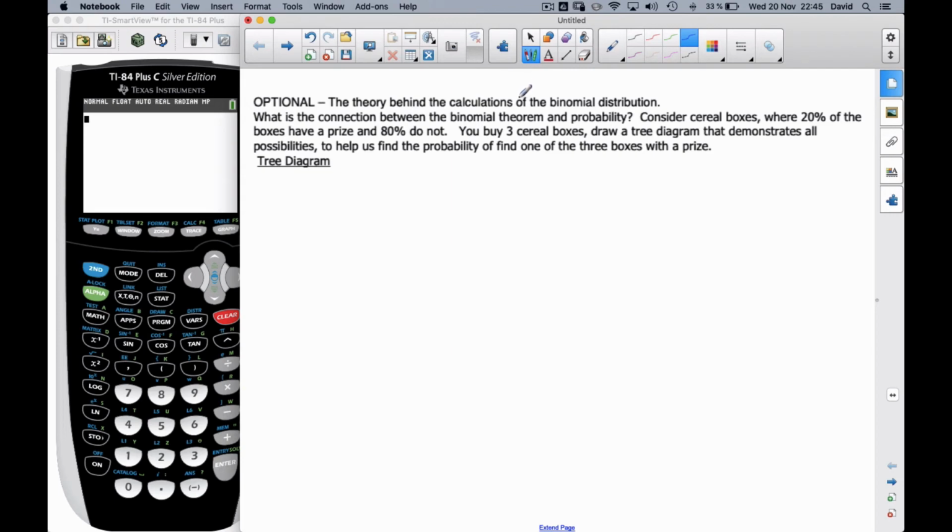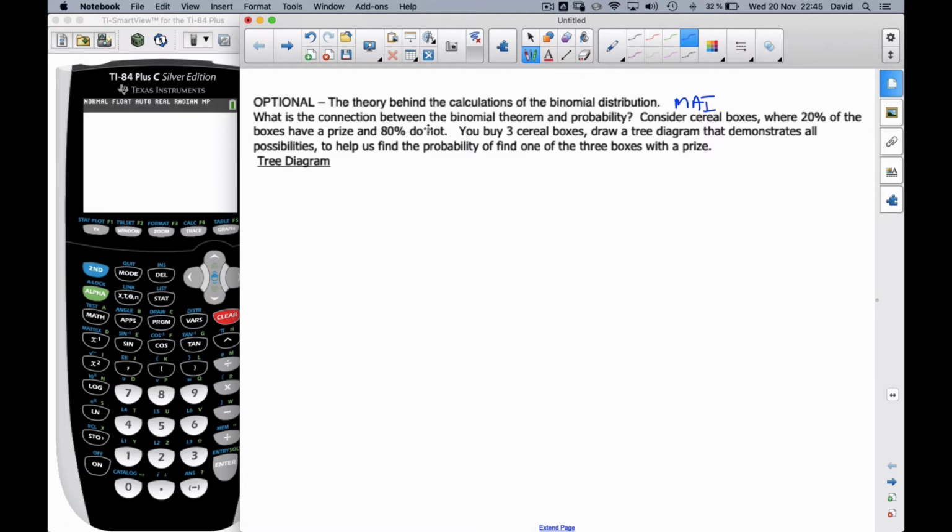Okay, it's Mr. Rops, and we are going to work on the theory behind the calculations of the binomial distribution. If you are taking Math Applications for the IB, this theory behind it is not part of the curriculum, but it could be helpful to understand what is going on. So let's consider this problem here.